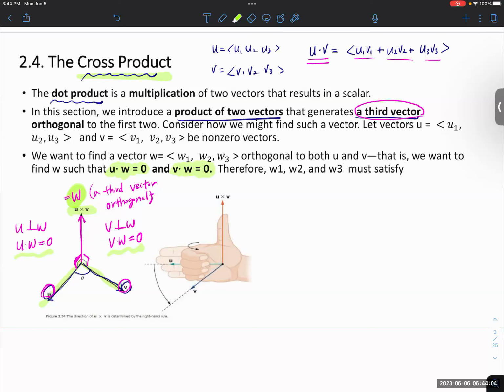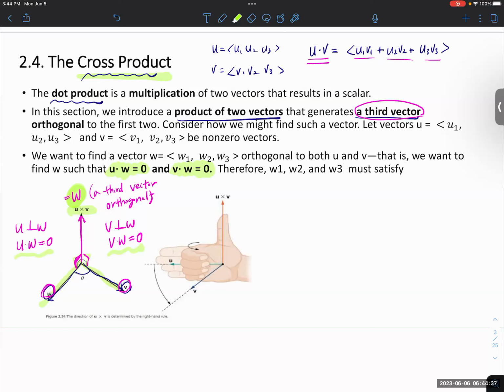Let me read the definition one more time. In this section, we introduce the product of two vectors that generates a third vector orthogonal to the first two. Consider how we might find such a vector. Let the vectors u and v be non-zero vectors, and then you can find the unique vector w by multiplying u and v. If you can find the perpendicular relationship, that's how we're going to find the third vector.